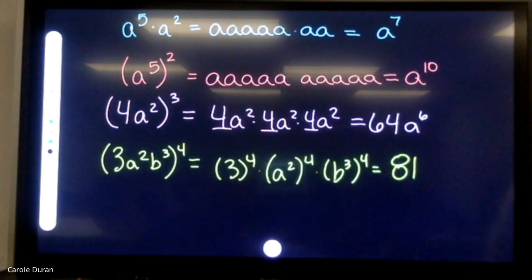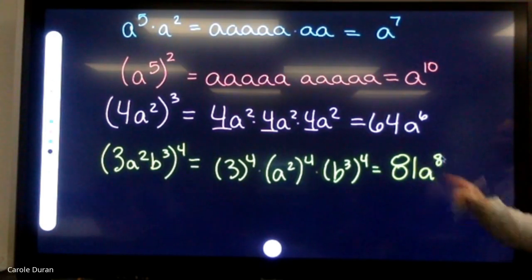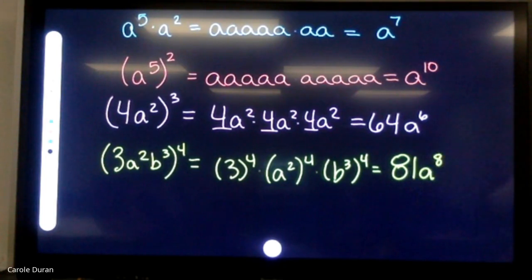What's a squared to the 4th power? A to the what? 8. Remember, when we're raising a power to a power, we multiply. So now I have 81 a to the 8th. And then b cubed to the 4th power becomes b to the 12th.